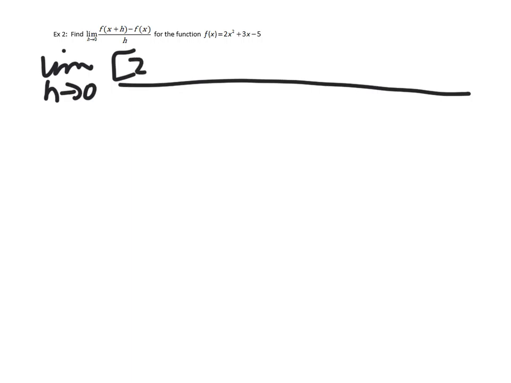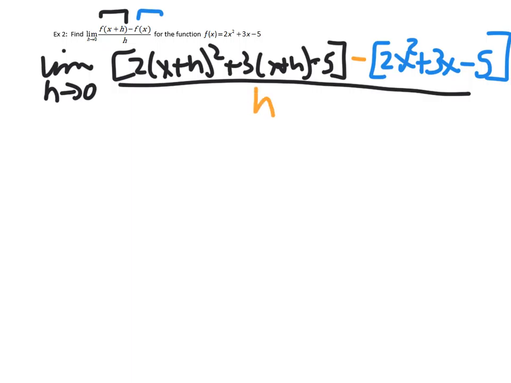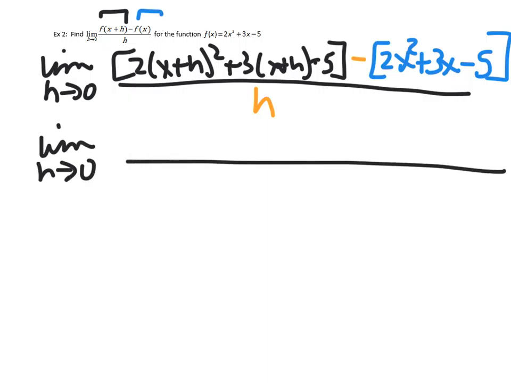Okay, so this one, I'm going to do my limit as h approaches 0 of 2 times x plus h squared plus 3 times x plus h minus 5. That's this part. Minus the function itself. And that's all over h. So when I do that, I get my limit as h approaches 0. Okay, so remember, you're going to have to multiply this out.